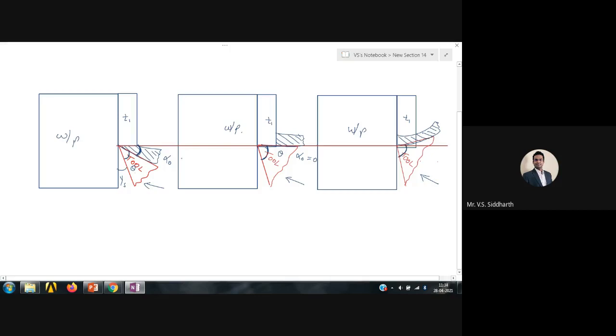Here I have further reduced the rake angle. Initially my alpha naught was below the reference line, which I consider as positive. Now I have further increased the wedge angle theta, so alpha naught has become negative in this case. So this is the positive rake tool, the 0 degree rake tool, and this is the negative rake tool.